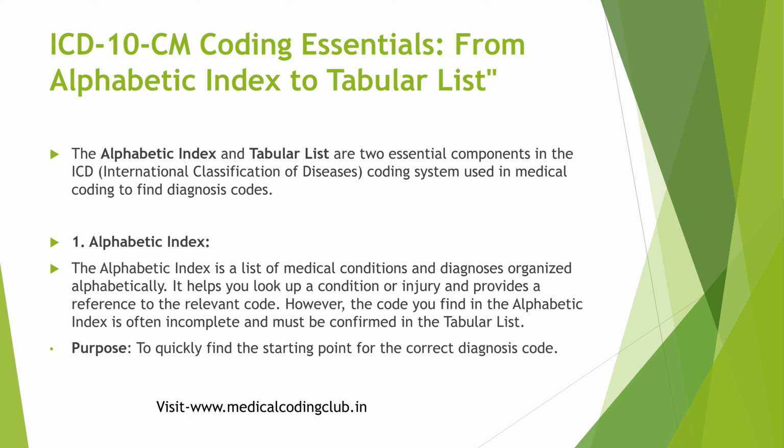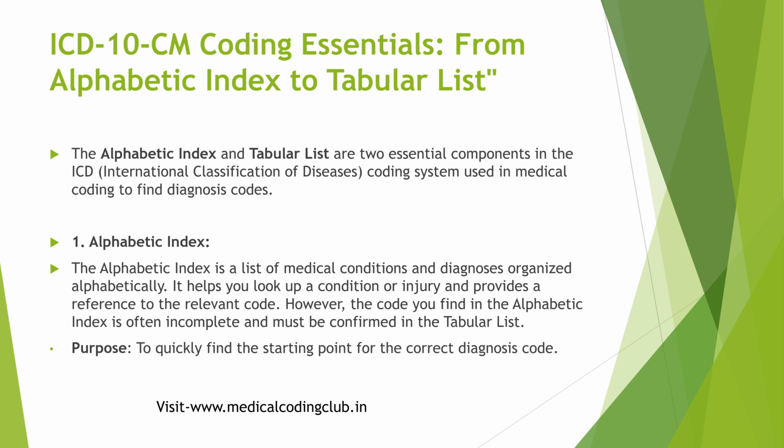So you will go to the alphabetic index, look up the condition, and you will find a code, which can be complete or incomplete. The purpose of the alphabetic index is to quickly find the starting point for the correct diagnosis code. It will give you one direction to follow. So that is all the alphabetic index is.